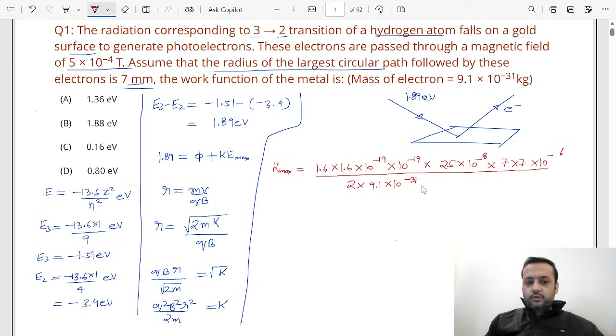Here K max we will get in joules, but I want to find K max in electron volt because this value is in electron volt. So here you will put the K max in electron volt.